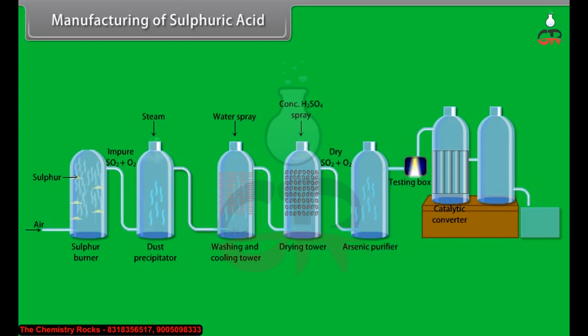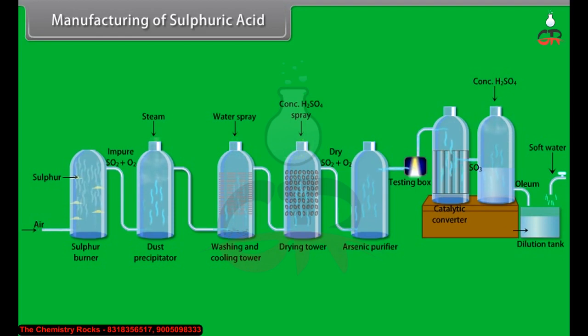The pure gases coming from the testing box are preheated to 673 to 723 Kelvin in a preheater. The hot gases are then passed through the catalyst chamber, where SO2 is oxidized to SO3. SO3 is introduced at the base of the absorption tower, from the top of which concentrated H2SO4 is showered. As SO3 gas moves up, it is dissolved in sulfuric acid, forming oleum, which may be drawn out from the base of the tower. Oleum is then diluted with water to get H2SO4 of the desired concentration.